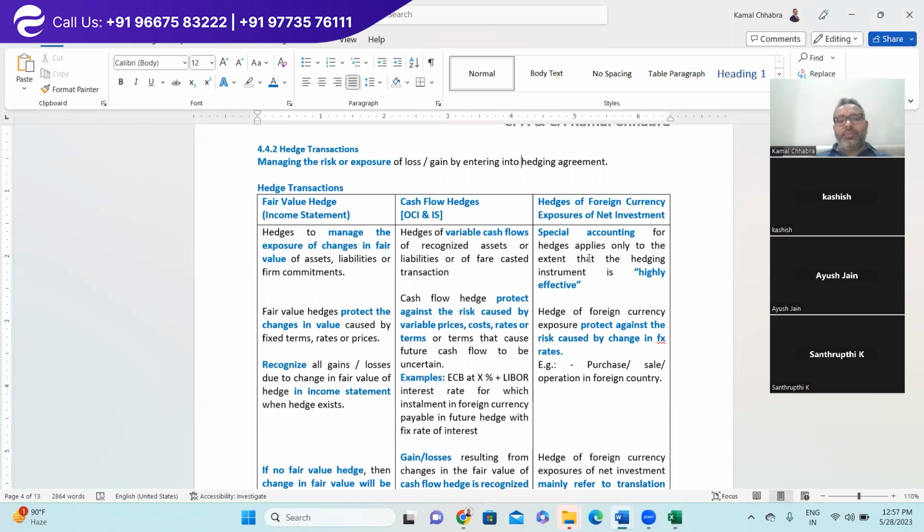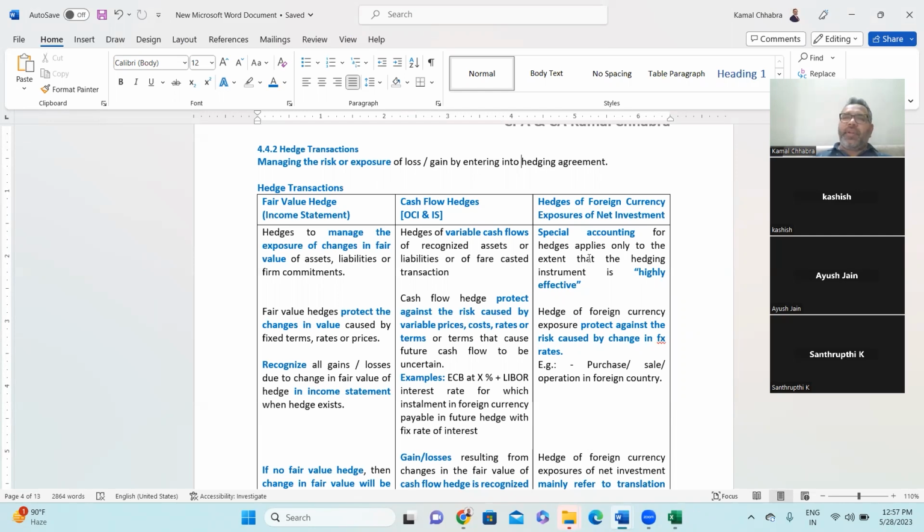Any other kind of hedge would come into the fair value hedge, and for all fair value hedges we always report the impact in the income statement. Income statement means your profit and loss account, right? Whereas a cash flow hedge can go to other comprehensive income until it is realized. But once it is realized, it will go to the income statement. And the foreign currency exposure hedge also goes to other comprehensive income until it is realized. But once it is realized, it will be transferred to the income statement.